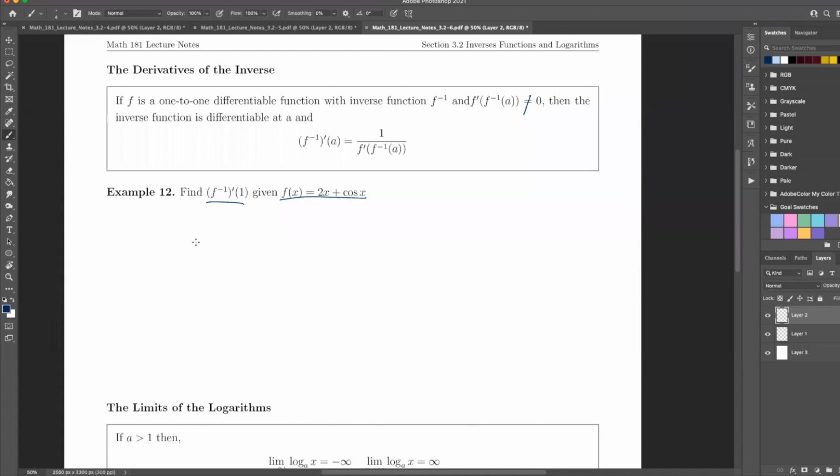Let's do this step by step. So what do we need here in order to do this? We need to find f prime, and we need to find what f inverse of a is. And a in this case is 1. So these are the two things we need in order to use this theorem. I need to know what the function f prime is, and I only need the inverse value for 1.